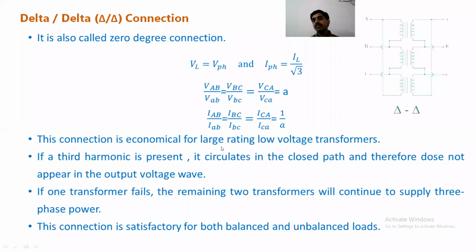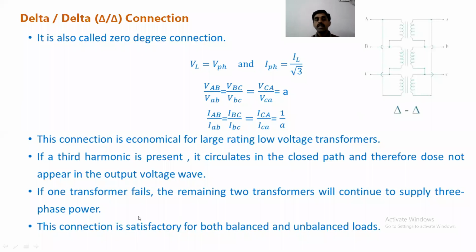This connection is economical for large rating, low voltage transformers. We need large rating but low voltage transformers; for this, delta will be used. If a third harmonic is present, it circulates within the delta in a closed path. Therefore, it does not appear on the line side. That's why I said selection of transformer depends upon various factors. We'll understand this in fault analysis also, the PS2 subject. There you are going to get fault analysis. You can understand this picture. The third harmonic circulates within the delta, therefore it won't reflect in the lines.